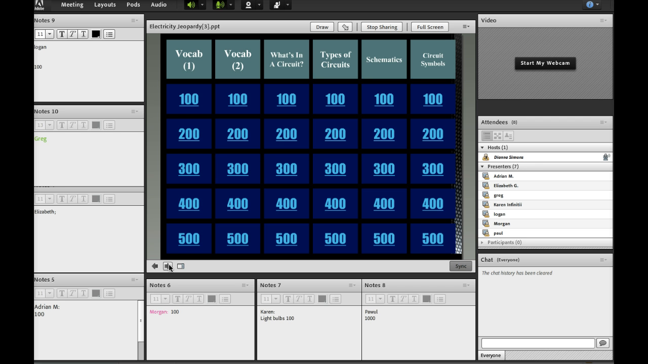Logan, can you pick one for me, please? Topic and number? If not, Morgan, stand by. You got one? Types of circuits, 400. Oop, wait, go ahead, Logan. I didn't think you were there. Keep going. Logan, keep typing. Say something for vocab. Thanks. Okay, vocab, 1 or 2? How much? $300. Okay.